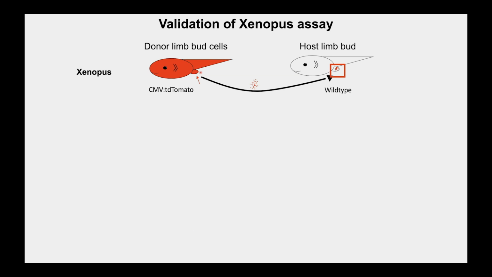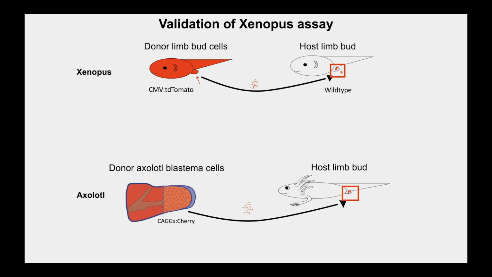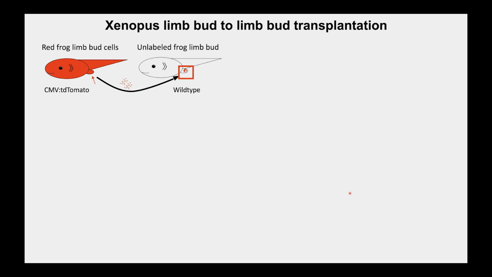Now, we thought that there's a few very important validating positive controls for such work. One is to transplant limb bud cells into the limb bud. And there we should expect to see cells in the foot skeleton, so that we know we can transplant into the right place. And then the second positive control was to take axolotl blastema cells and transplant them into the axolotl limb bud. And there we should also see foot skeleton, otherwise our assay is not valid.